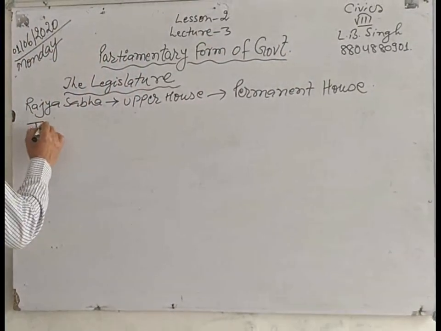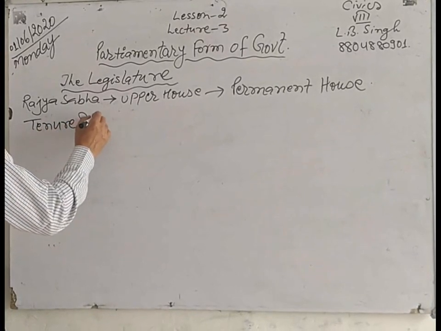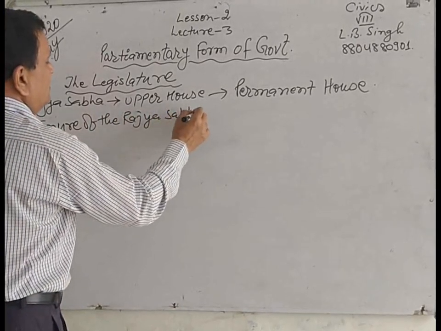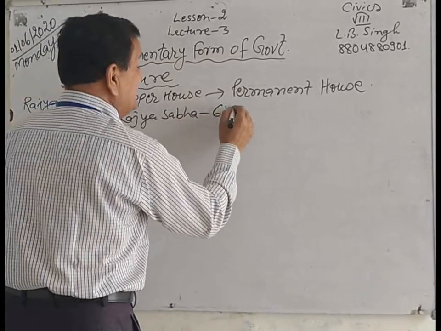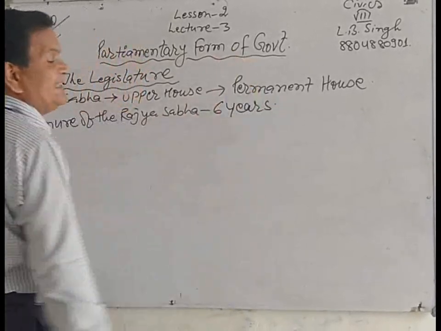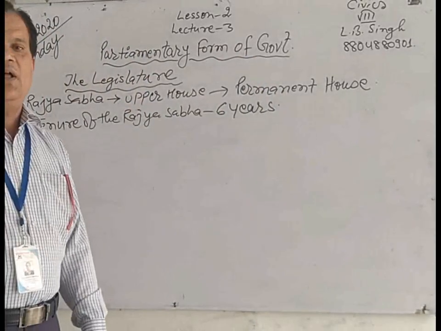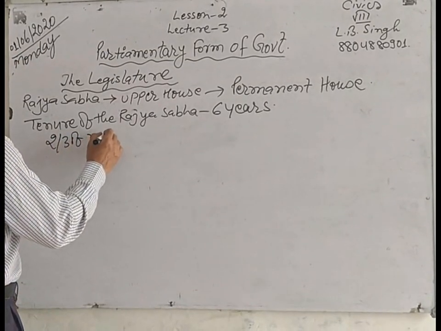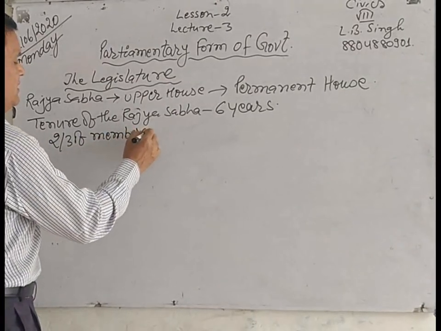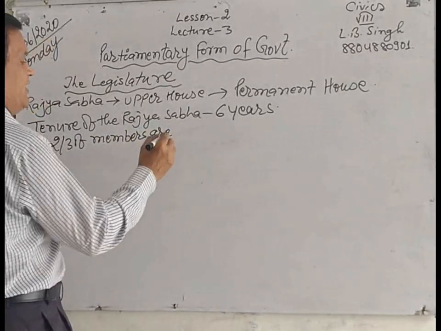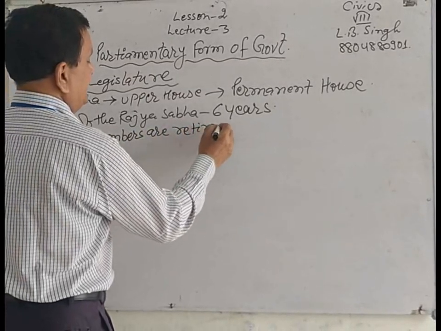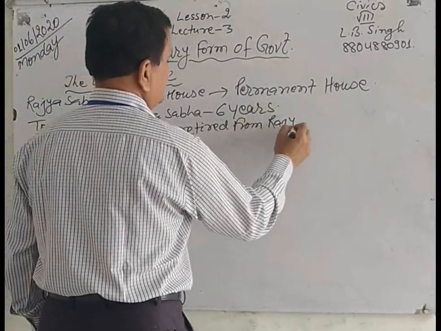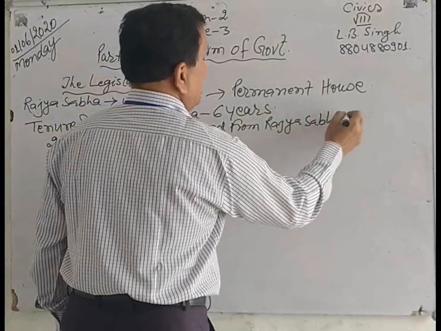Tenure of the Rajya Sabha. Tenure of the Rajya Sabha is for 6 years. 6 साल के लिए चयन होता है, and 2/3 of members are retired from Rajya Sabha every year.